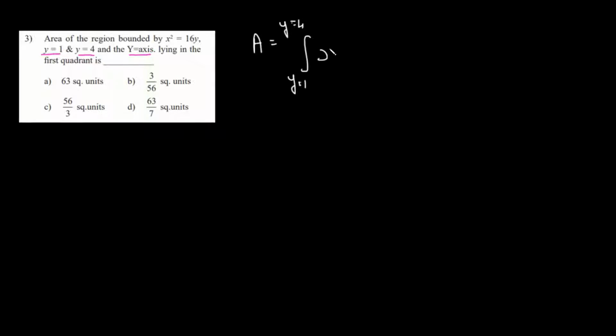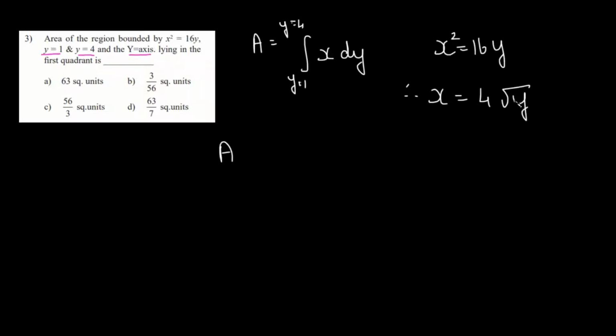Okay, and it becomes x dy. Okay, x dy. This becomes our integration formula. So here x square is equal to 16y is given, and therefore x becomes 4 root y. So somewhat like the previous sum now, isn't it? So now we just apply this particular value for x.